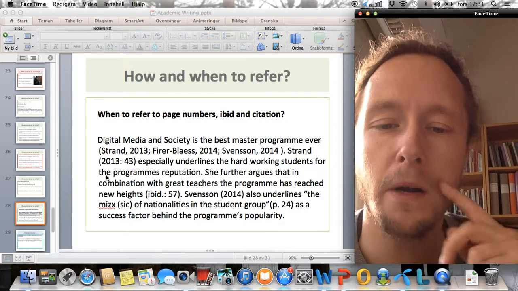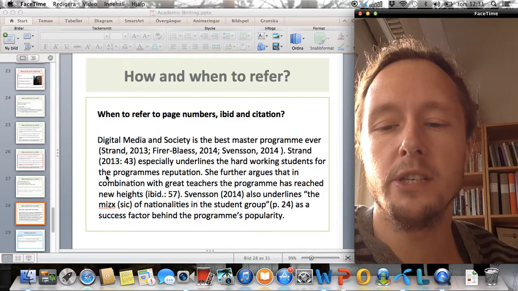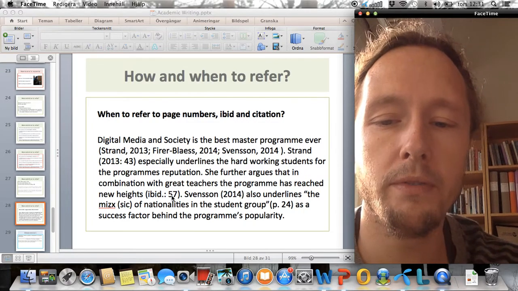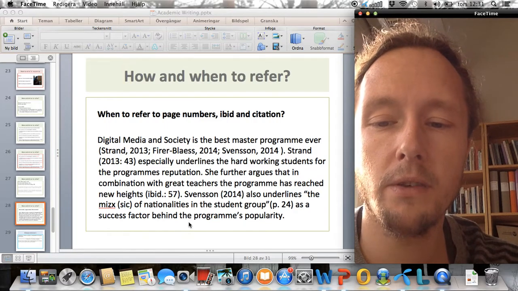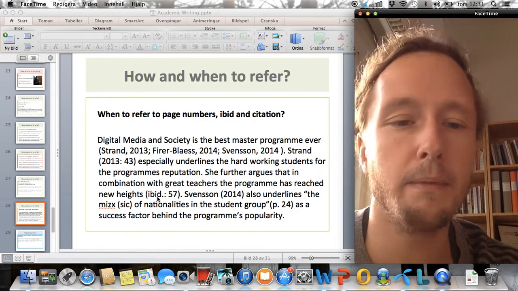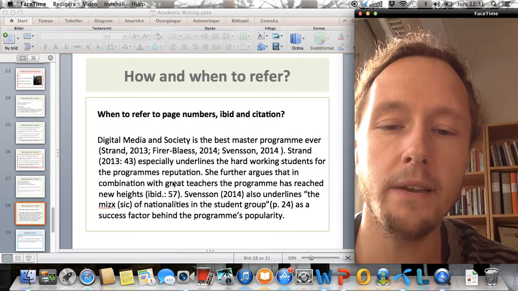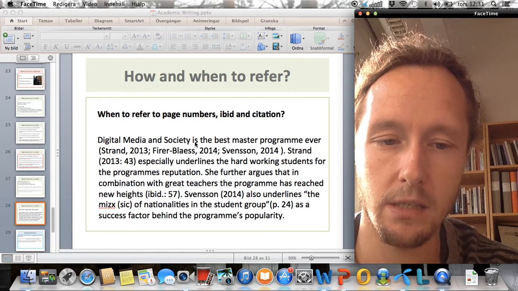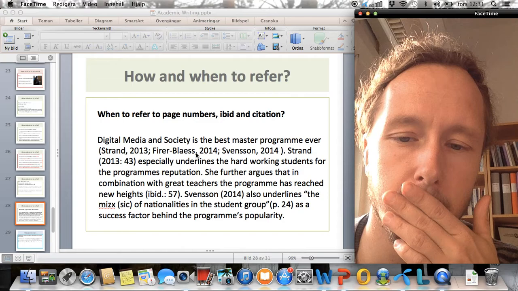She further argues that in combination with great teachers, the program has reached new heights. Now you're going to refer to exactly the same person and book as before, so then you can put Ibid, but it's a new page number, so you just change the page number, but Ibid means as before. But only if it's in the previous sentence. And you can never start a new paragraph with an Ibid reference.